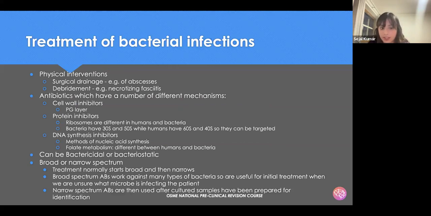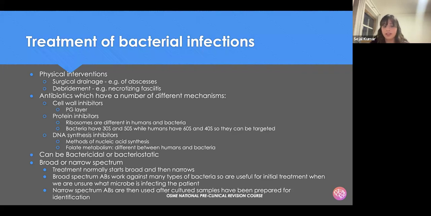They can be protein synthesis inhibitors because the ribosomes present in bacteria and humans are different. Bacteria have 30S and 50S ribosomes, whereas humans have 40S and 60S, which allows efficient targeting, because antibiotics do need to be selective to the bacteria, or you don't want human cells to be targeted as well. And then they can also be DNA synthesis inhibitors, so they can prevent nucleic acid synthesis. Some more examples will be mentioned later on. They can also be inhibitors of folic acid metabolism because the process is different between humans and bacteria.